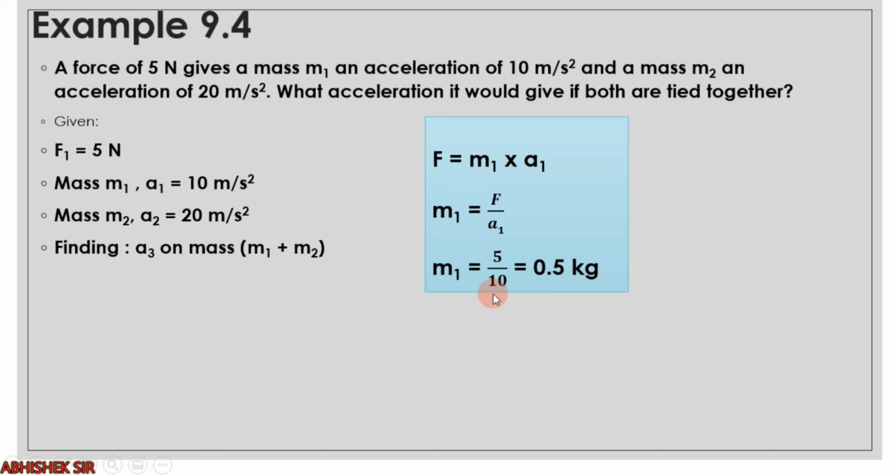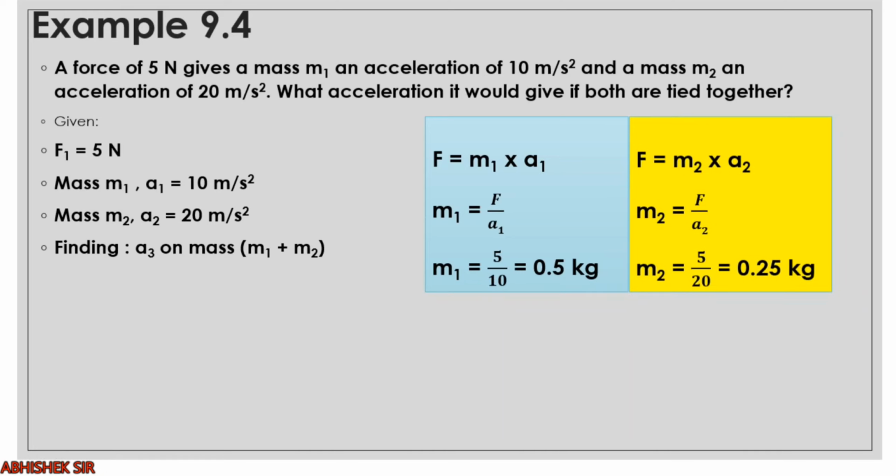Now only one thing is remaining, m2. Let us go for m2. So F equals MA, so F equals M2 into A2. For M2, you need to take this A2 to the other side. So now M2 becomes F upon A2. What we did was only take A2 to the other side. Now put the values. Force is 5 Newton only, but A2 is 20. So 5 upon 20 becomes 0.25 kilogram.